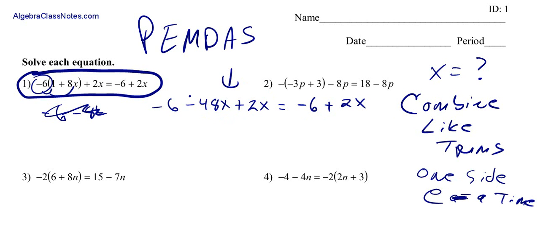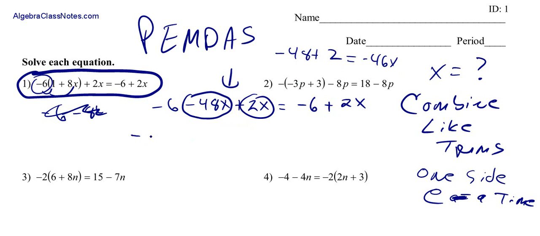What's my like terms here? You got a -48 and a 2. When you combine a -48 and a 2, you get a -46. We'll put our variable back in. Get -46x. We got -6, is equal, not equal. Got -6 minus 46x. And we know that is equal to -6 plus 2x.